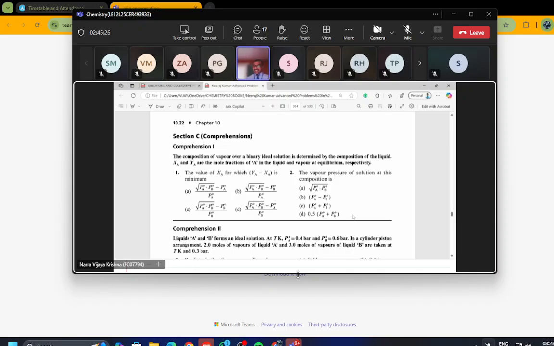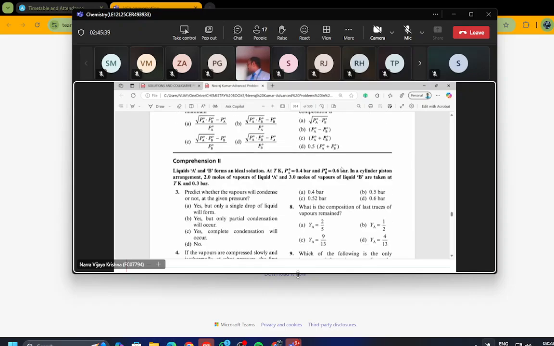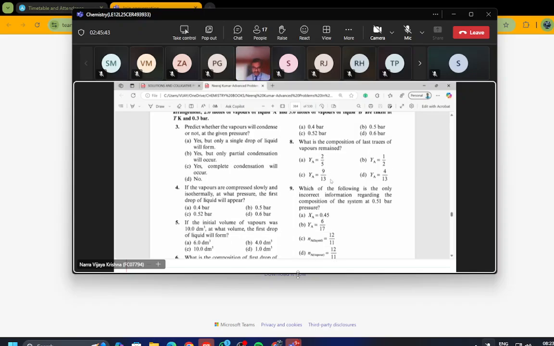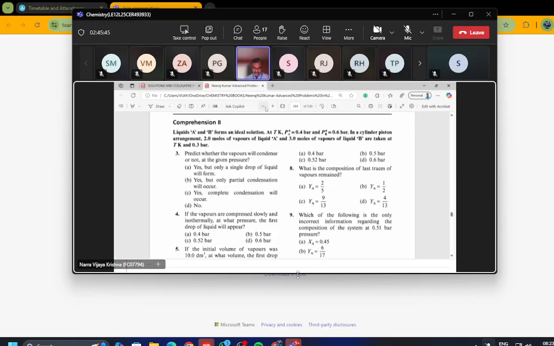You gave up. At least give this answer. Second question: the vapor pressure of the solution at this composition. At least that one. Wow. This is the beauty, sir. I want to solve this question.